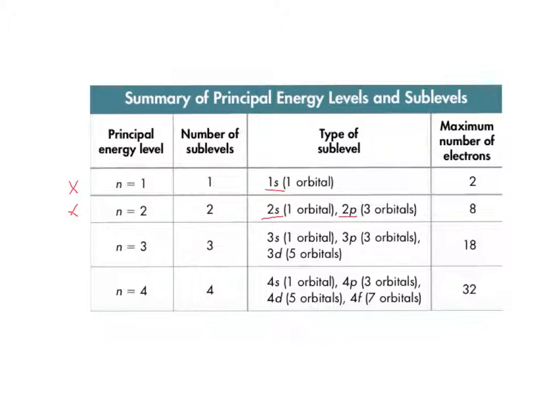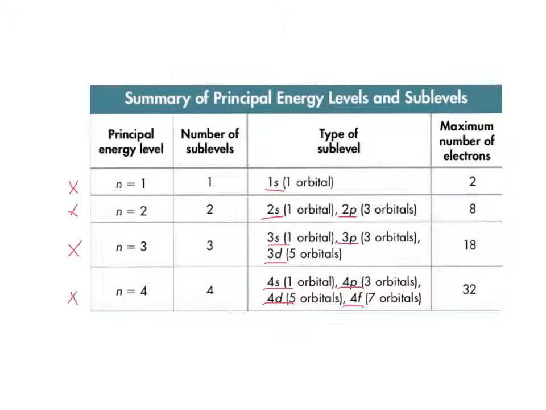The third principal energy level, n equals 3, has 3 sublevels. These are called 3s, 3p, and 3d. The 3d sublevel consists of 5 d orbitals of equal energy, making the third principal energy level have 9 orbitals. The fourth principal energy level, n equals 4, has 4 sublevels called 4s, 4p, 4d, and 4f. The 4f sublevel consists of 7 f orbitals of equal energy. The fourth principal energy level has 16 orbitals.